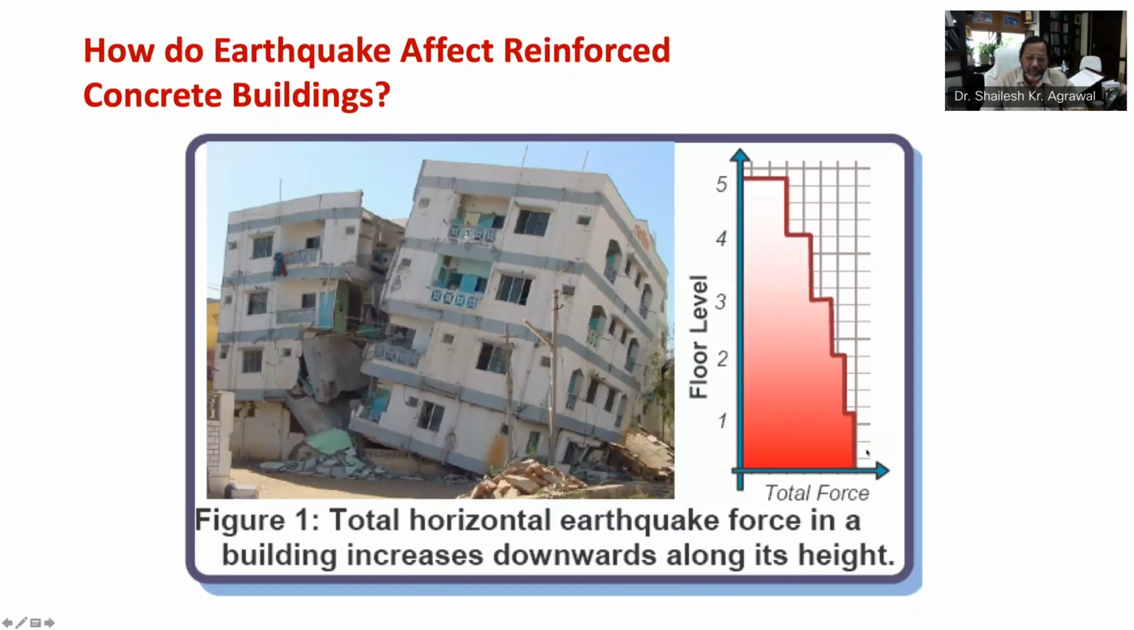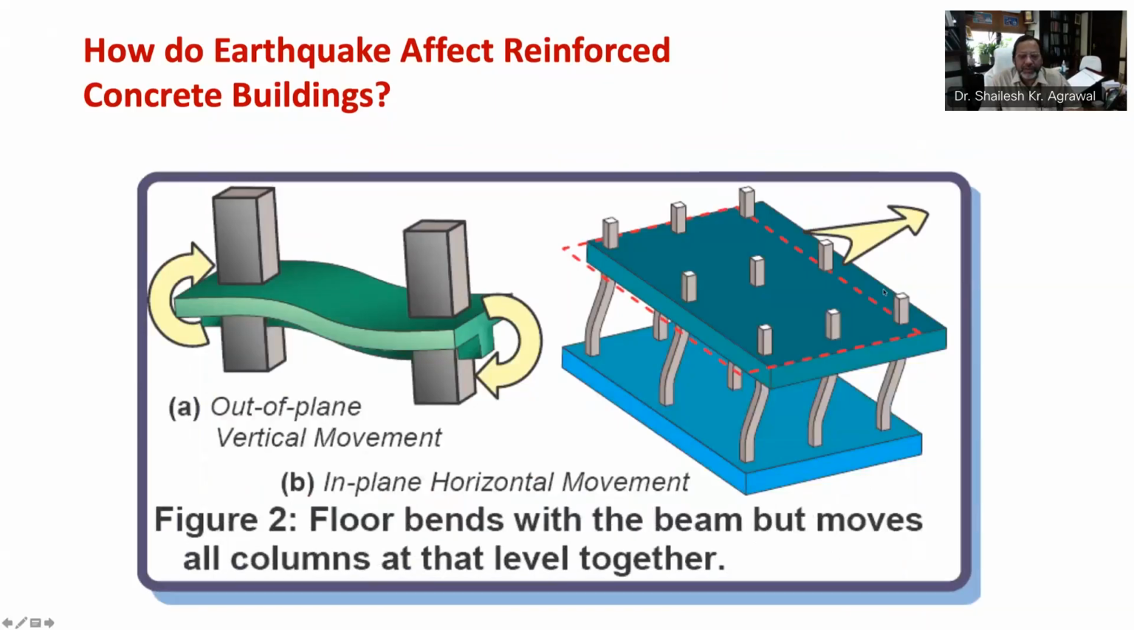Therefore, always remember, lower story columns experience higher forces and shall be designed to be stronger than those in stories above. Now let's see how floor slabs and masonry walls participate in earthquake-induced shaking.